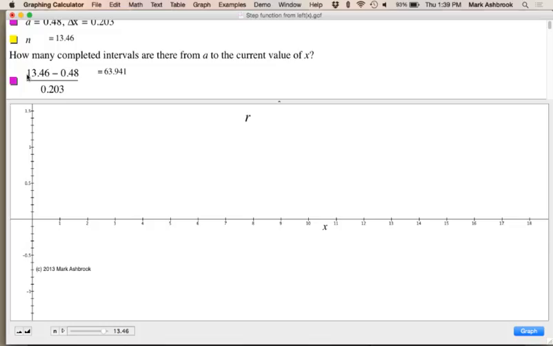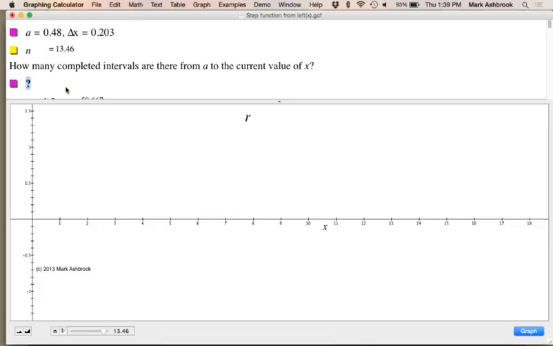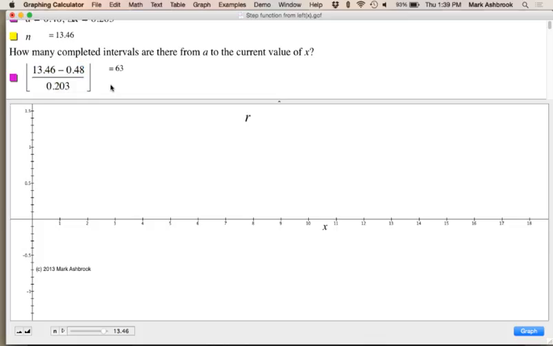Okay, and so we said we have a way to get that number mathematically, exactly, which was floor. So I can just type in floor. When you type in floor, it gives you the brackets that represent floor, and if I put that calculation in floor, it returns 63.